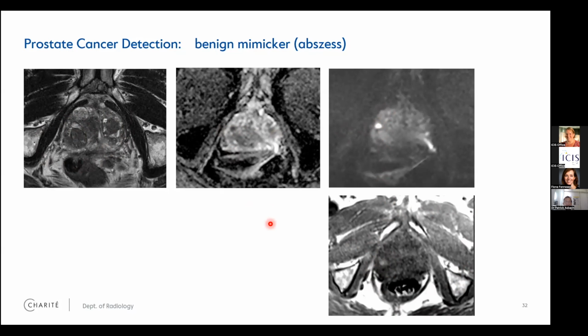And this is basically a very small intraprostatic abscess containing pus that shows high T1 signal. And because it's obviously filled with fluid, it shows a high signal on T2. So always mirror your finding on the diffusion with the T2, and do not forget the T1 weighted sequence.